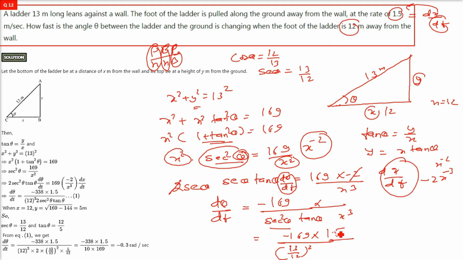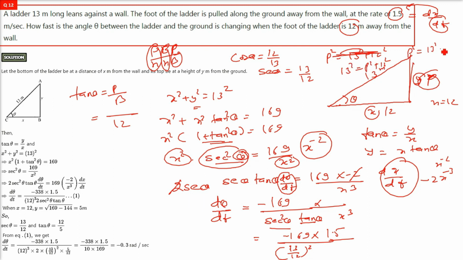So write everything that you know. And then we have tan theta. Tan theta is what? Perpendicular by base, which is going to be y by 12. Y we don't know. So y square will be 13 square minus 12 square, under root. Again, Pythagoras theorem we are going to use. 13 square will be equal to p square plus 12 square. So p square will be equal to 13 square minus 12 square. 13 square is 169 and 12 square is 144. 169 minus 144 is 25. Under root 25 is 5. All the values are known to us now.